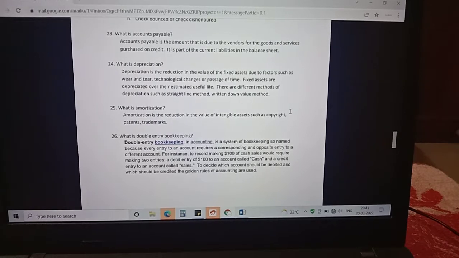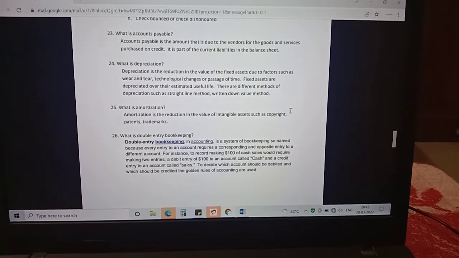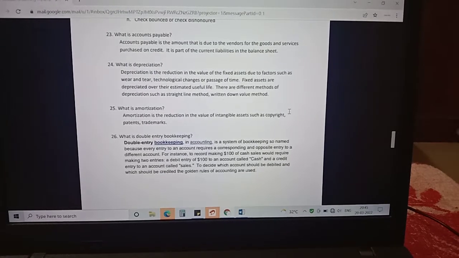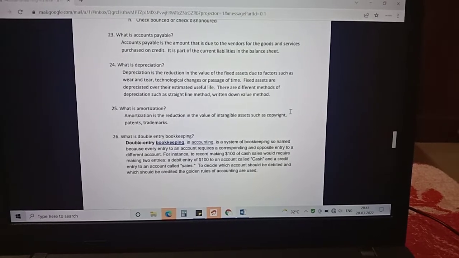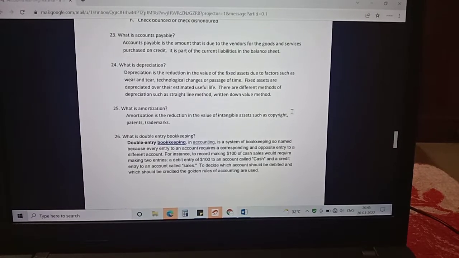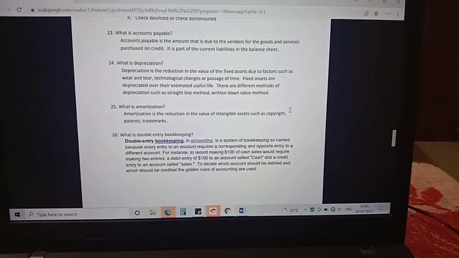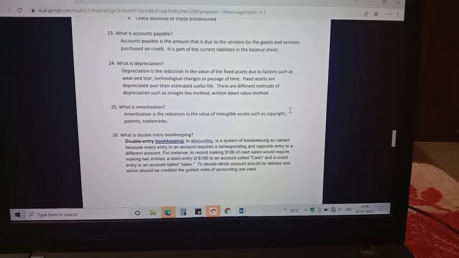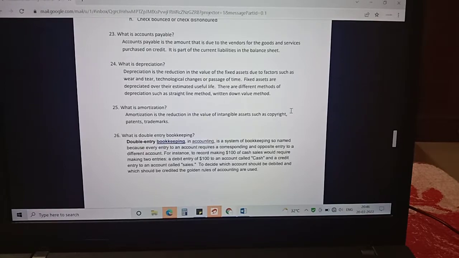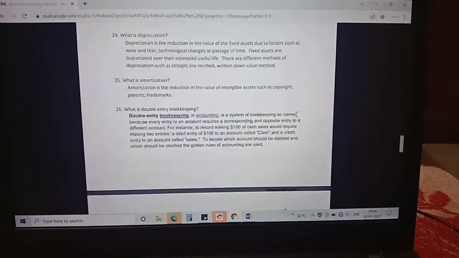And next topic here, they have mentioned about double entry bookkeeping. So in accounting, a system of bookkeeping so named because every entry to an account requires a corresponding and opposite entry to a different account. For instance, a record of $1,000 of cash sales would require making two entries. So they have given an example about this double entry bookkeeping.